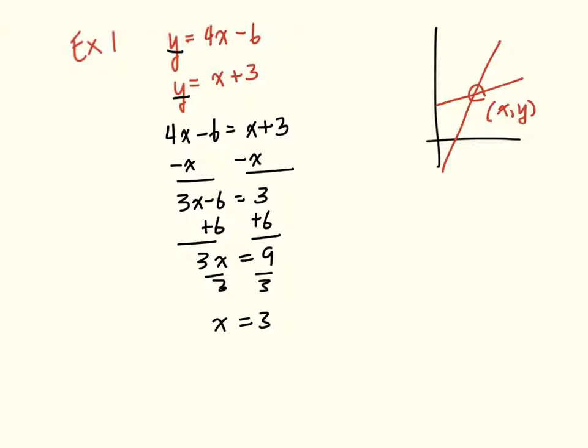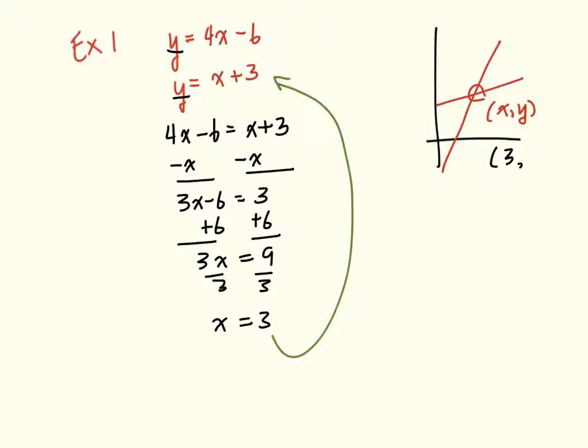So what I know then is that my x coordinate is 3 at the intersection point. And now since I know one of the coordinate points, x, I can take this number and substitute it back into either the first or the second equation. Doesn't matter because they're going to be the same. So I'll just choose the second one. It's a little bit easier.